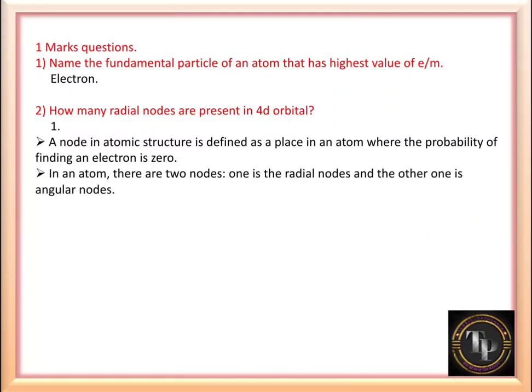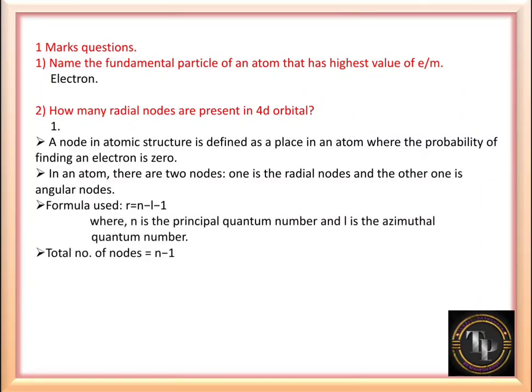So how to calculate nodes? In an atom, there are two nodes. One is a radial node, the other one is an angular node. Then how to calculate, sir? There is a formula to calculate radial node. R is equal to n minus l minus 1. n, you know already, is the principal quantum number, l is the azimuthal quantum number. So total number of nodes can be calculated by the formula n minus 1.